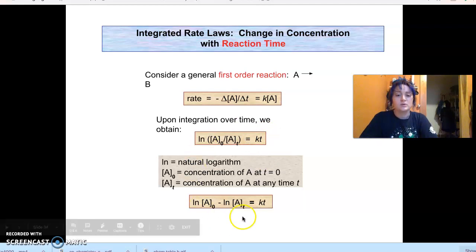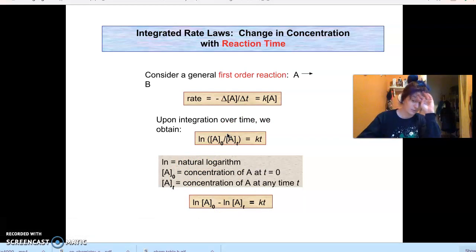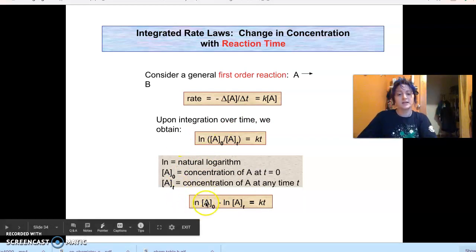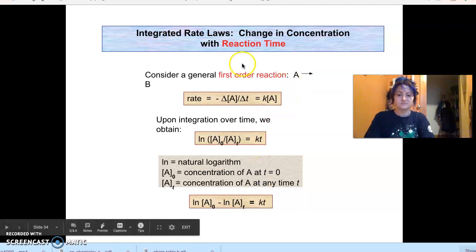When you rearrange that function, when you divide logarithmic terms, you actually can separate them through subtraction. So you end up getting ln [A]0 minus ln [A]t equals kt. And if you're familiar with linear functions, this is actually a y equals mx plus b format when you rearrange this.